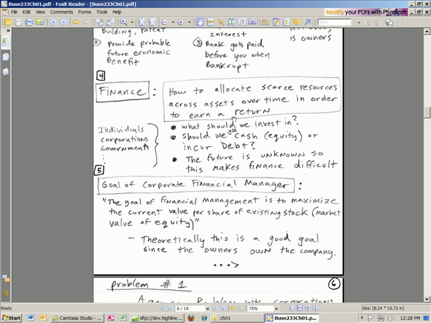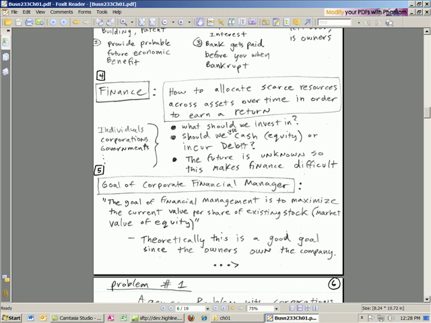Now, what this means is, first off, what should we invest in? If you're an established business, should we get this machine, or should we buy this truck, or should we try to buy a different company? What should we invest in? That's the asset part of this: how to allocate scarce resources across assets. So what are we investing in?